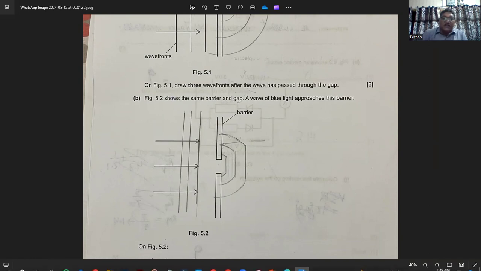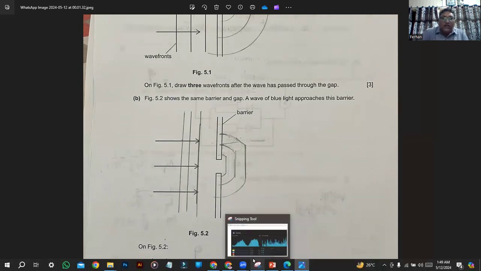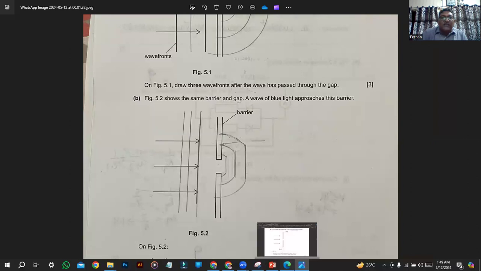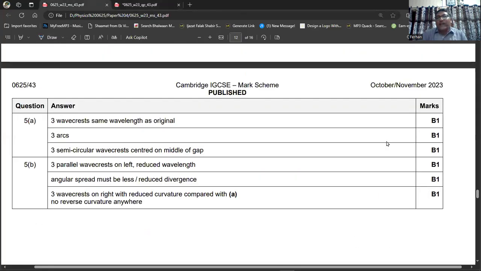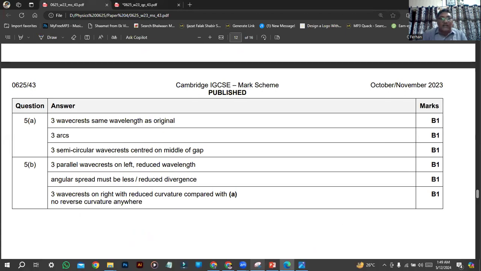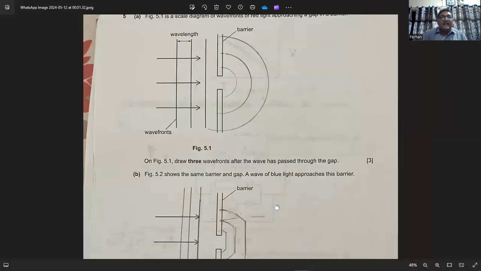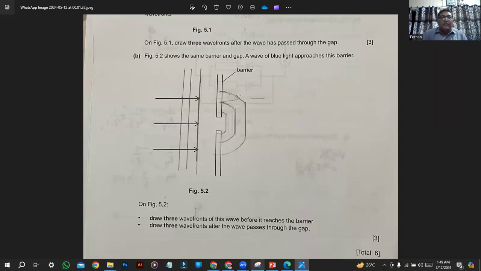This is one of the new topics which has been added into the Cambridge syllabus. So you can look at the marking scheme. If you want to take more time with this marking scheme, you can pause the video and take your time. This is the A part, this is the B part.